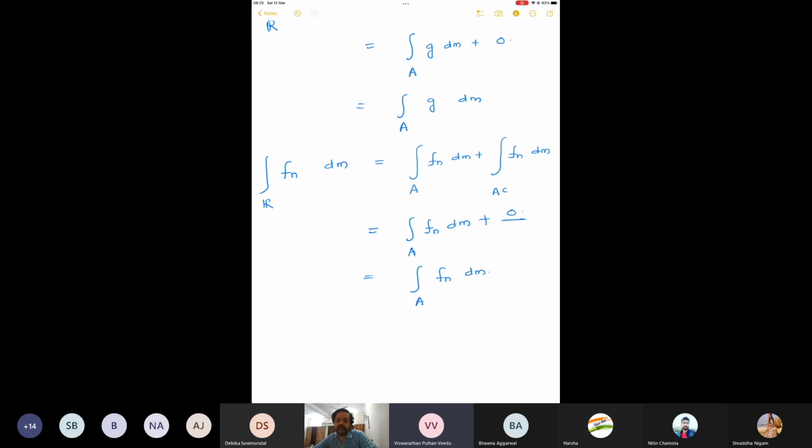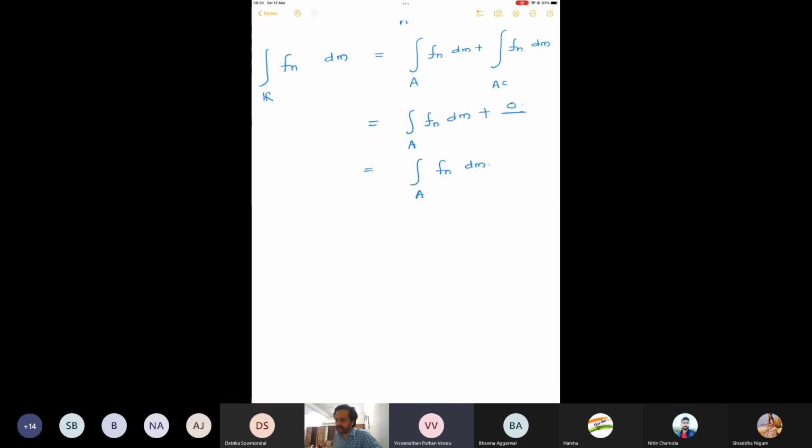Can you find out the reason? Do you know that the fn's are non-negative? Yes, sir. Therefore, how do you define the integral of fn via integral of simple functions? Now you want the integral of simple functions on A complement. But what is the measure of A complement? 0. And how do you define the integral of a simple function? Summation of values taken times the measure of the sets on which those values are taken. The measure of A complement itself is 0. Therefore, the integral of those simple functions will be 0, and therefore the integral of fn dm will be 0. Are you okay? Yes. So we have this.